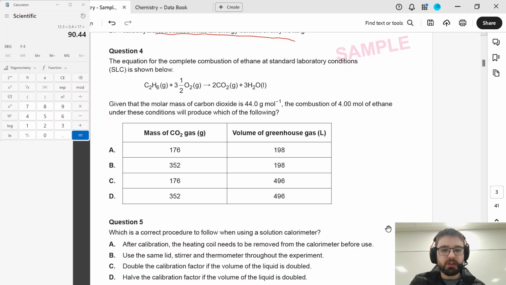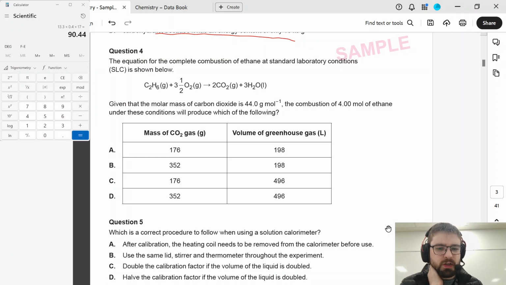Which is a correct procedure to follow when using a solution calorimeter? After calibration, the heating coil needs to be removed from the calorimeter before use. No, because then it would be a different system than if you didn't remove it, so it would have a different heat capacity. Use the same lid, stirrer, and thermometer throughout the experiment. Sure.